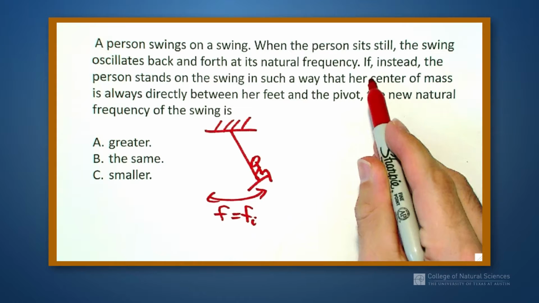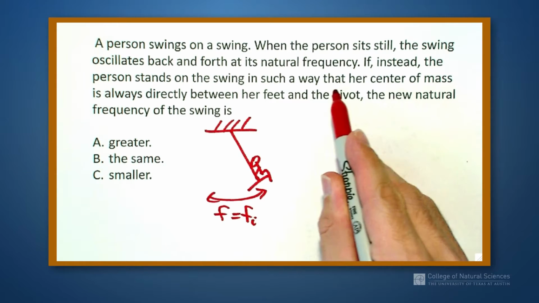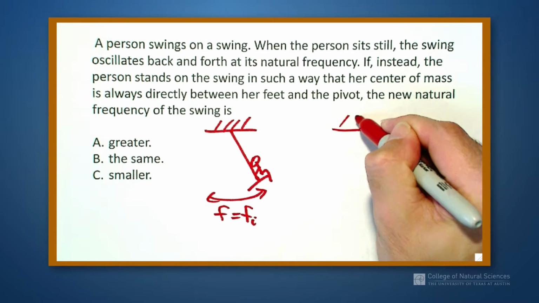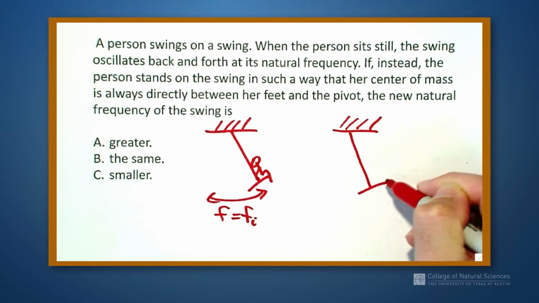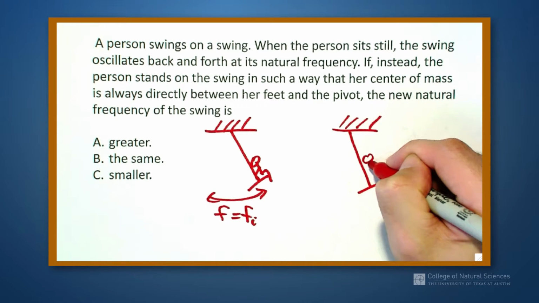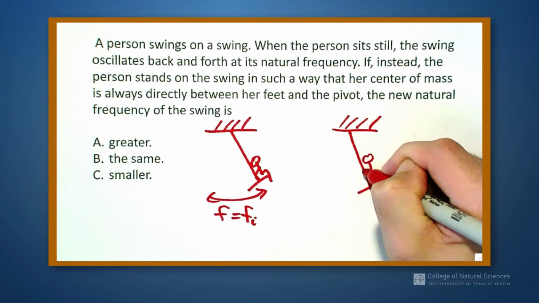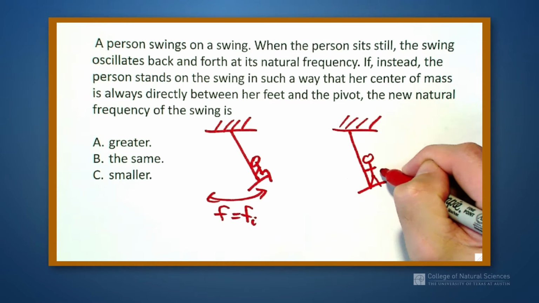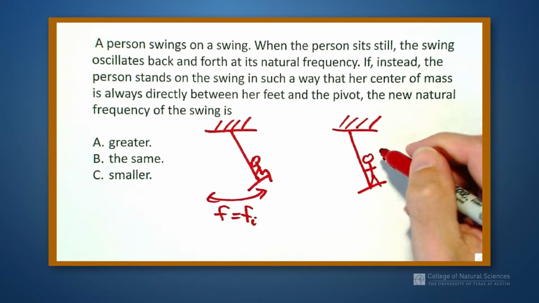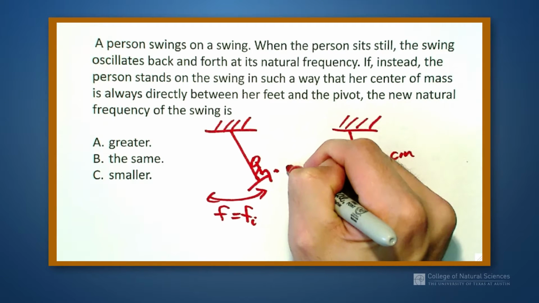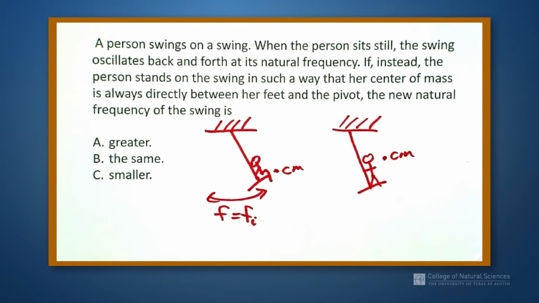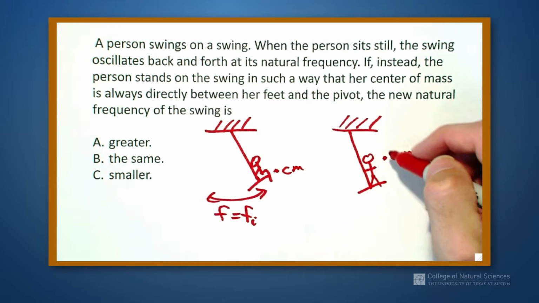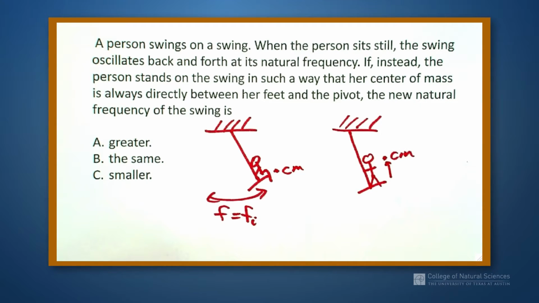Now what we're going to do is this person's going to stand up on the swing in a way where they're now standing and holding on. And what's going to happen is that their center of mass is going to be higher. So in the original case, I'm going to say the center of mass is at the swing, but in this case, the center of mass has now moved up towards the pivot point.